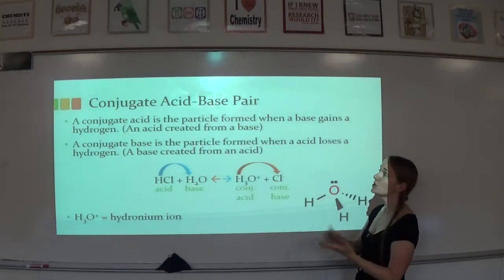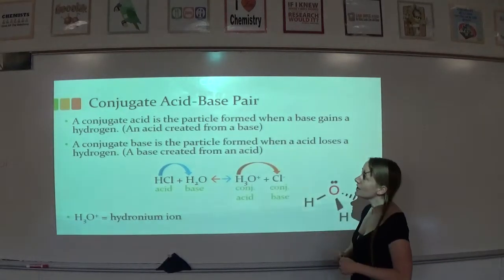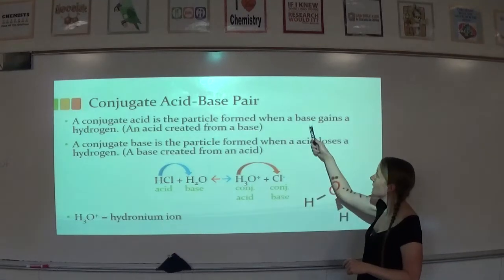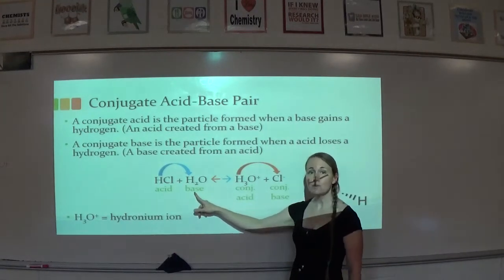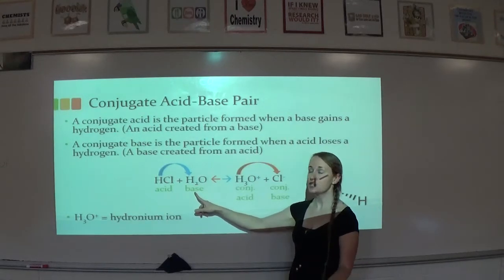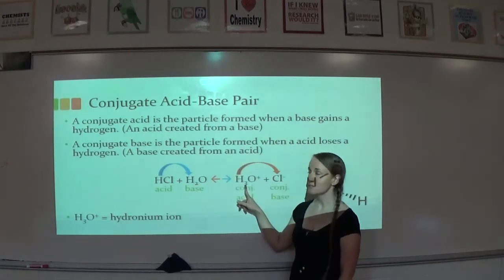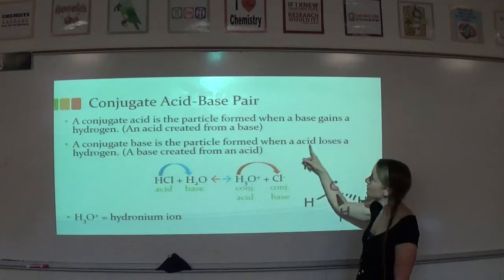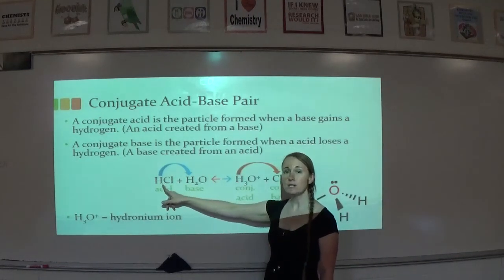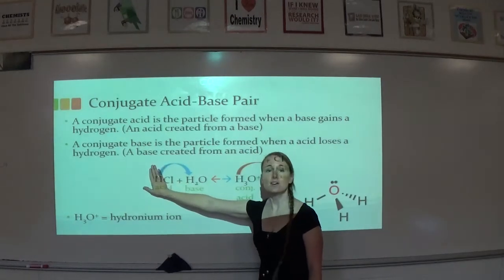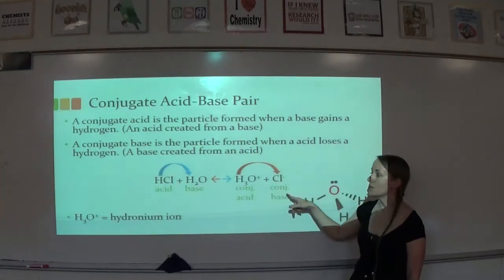The other way is just know the definition. So it says a conjugate acid is the particle formed when a base gains a hydrogen. So here's the base. What would H2O be if it gains a hydrogen? H3O. There's your conjugate acid. Or a conjugate base is the particle formed when an acid loses a hydrogen. Well, what would HCl be if it lost a hydrogen? Cl minus. So there is your conjugate base.